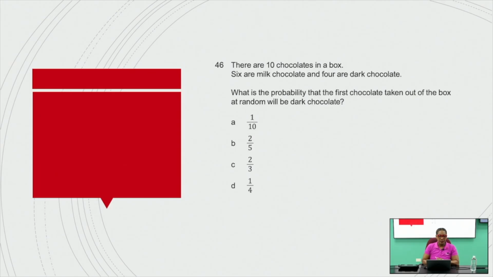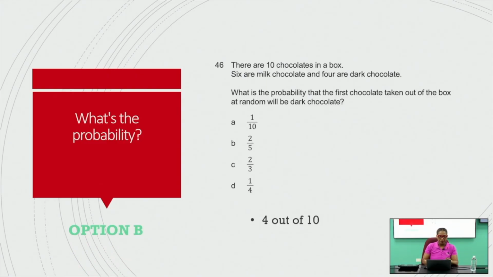We're at question 46. There are 10 chocolates in a box. 6 are milk chocolate and 4 are dark chocolate. What is the probability that the first chocolate taken out of the box at random will be a dark chocolate? So we have 10 chocolates. We know that 4 of them are dark. So it's 4/10, of course. 4 out of 10. But we don't see 4/10 there.